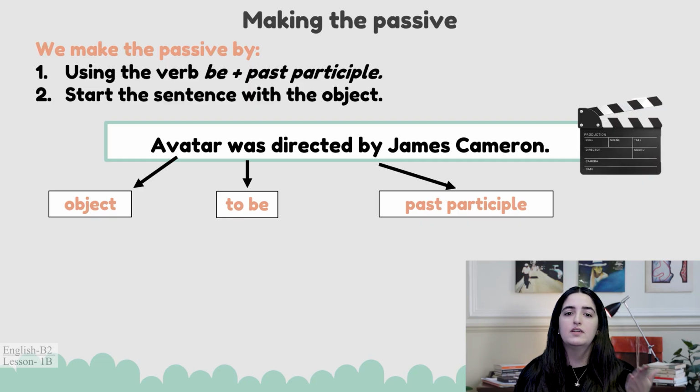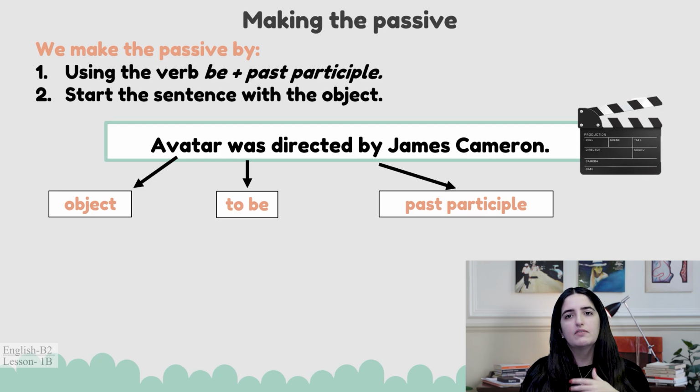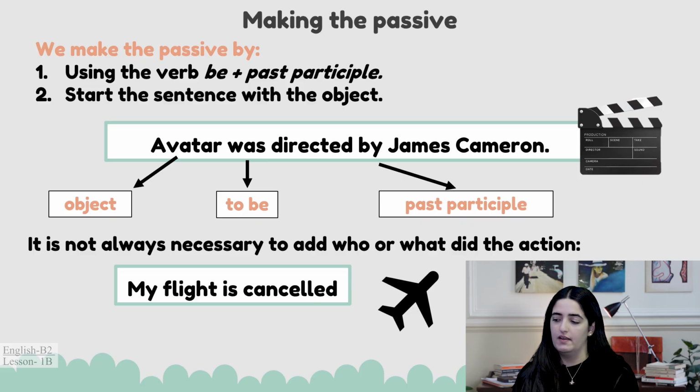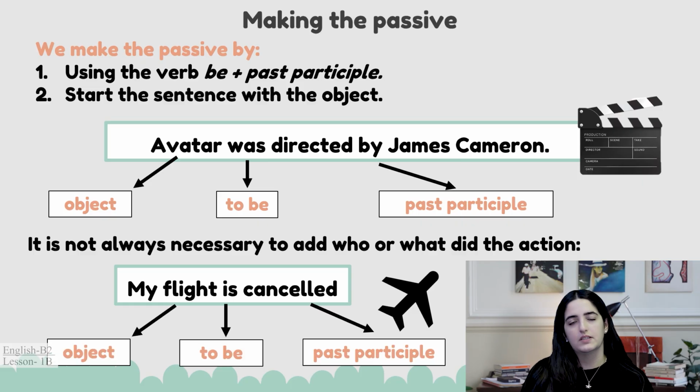Otherwise, we would have James Cameron directed Avatar. We wouldn't have James Cameron was directed Avatar. So the was and the is, the form of to be, is really important when forming the passive. Okay, so there we have the object, we have to be, and we have the past participle directed. Okay, it is not always necessary to add who or what did the action. For example, my flight is cancelled. You could have said my flight was cancelled by the airline. But we don't need to add that. So it's not necessary to have that as long as you have the to be and the past participle of the word. We have the object, to be, past participle.